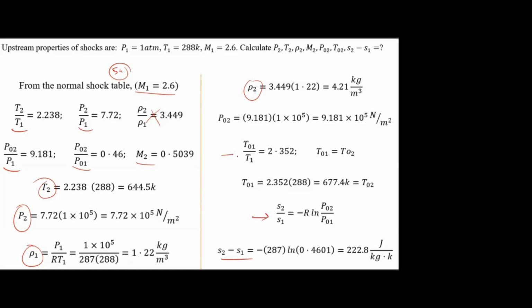And using the isentropic relation, since we know M1, we can find T01 by T1. So T1 is given, we can find T01, which is equal to T02. So these are all the values.